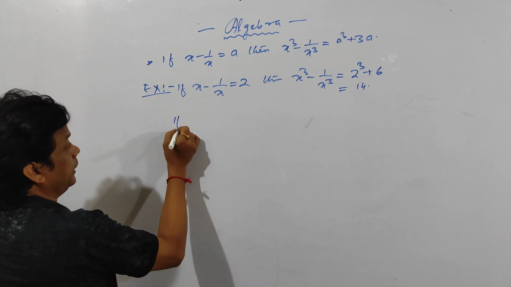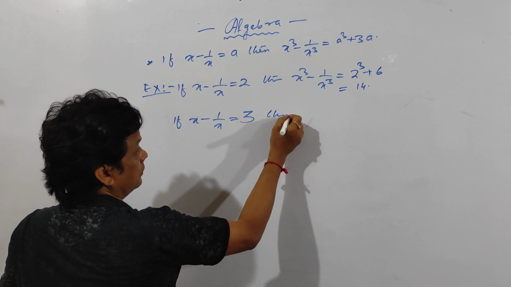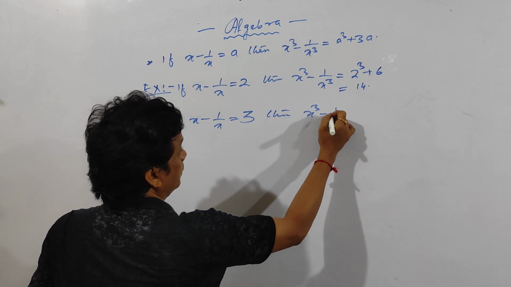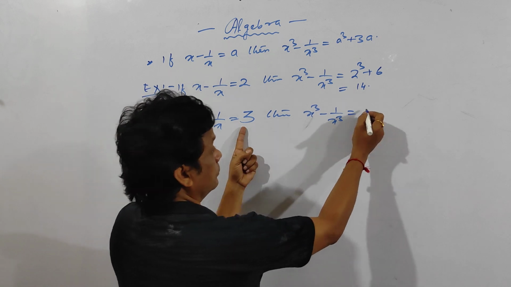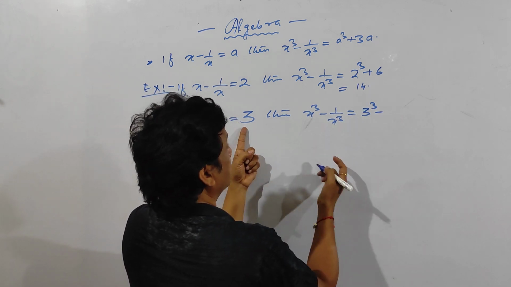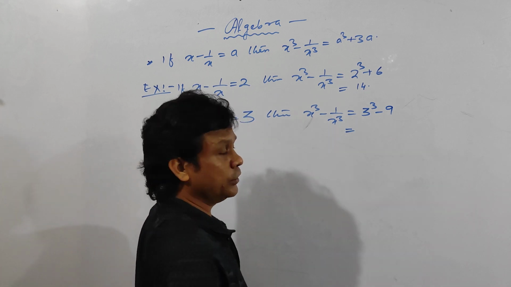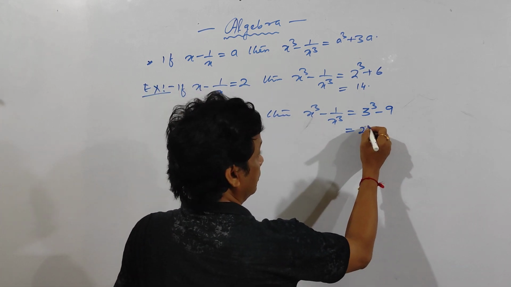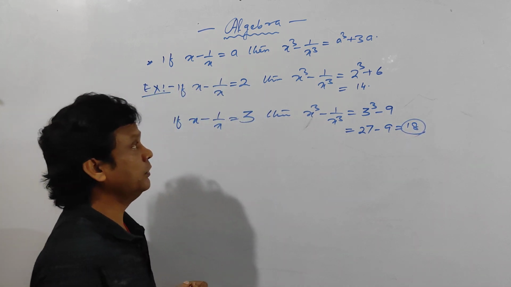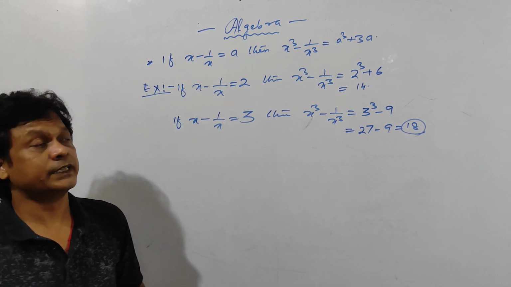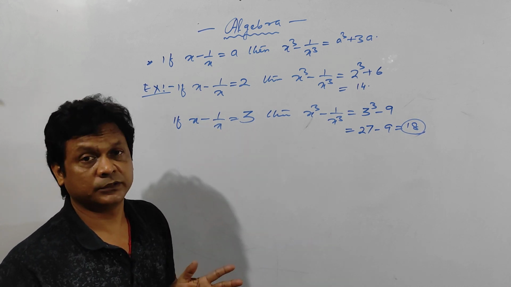Here, again, if x minus 1 by x is equal to 3, then x cube minus 1 by x cube, it will be 3 cube minus 3 into 3, it is 9. So 3 cube is 27. 27 minus 9, it is 18. Here, simply remember these two formulas and apply it.